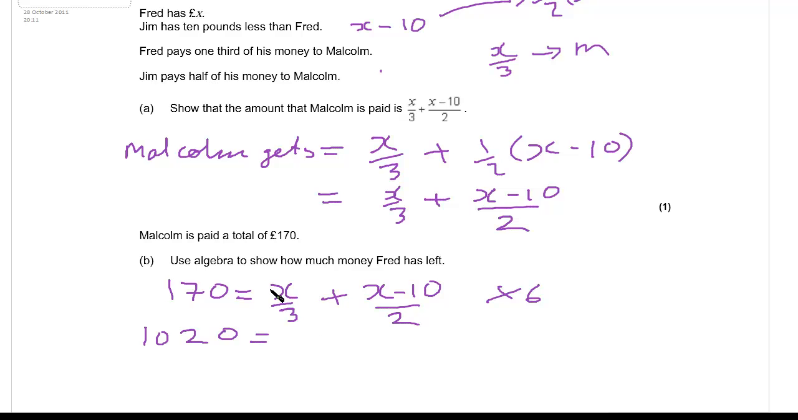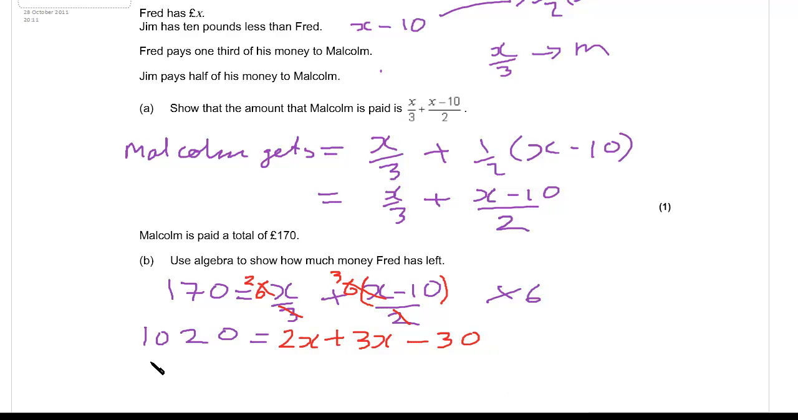Let's put it in a different colour so we can see how it's working. If we times this by 6, we're going to cancel that down, and that will leave us 2, so we'll get 2x here. And you have 6 times all of this. Well, the 6 will cancel down with 2 to get 3. So we get 3 times x, and we get 3 times minus 10, which is minus 30.